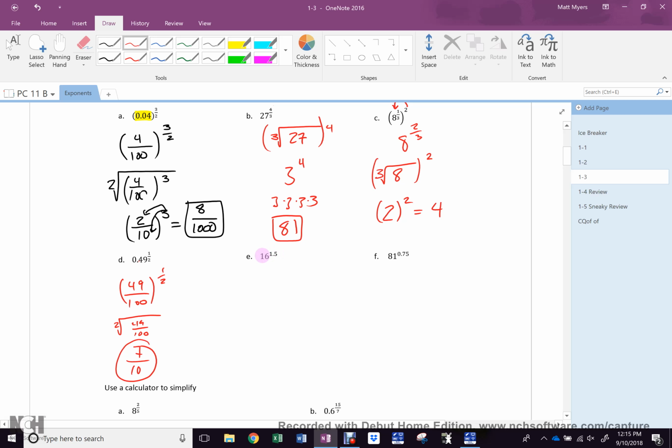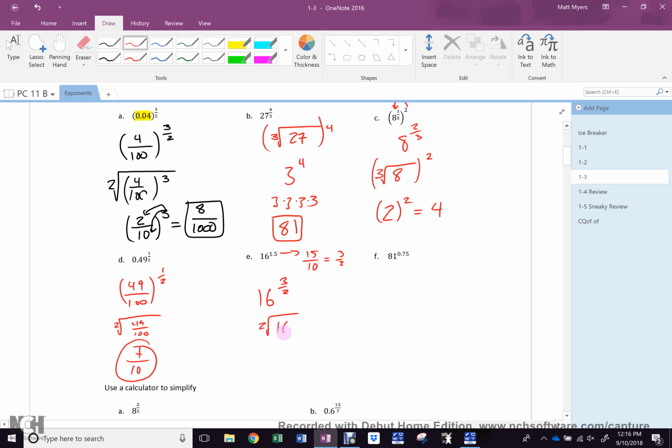What's weird about E? It's a decimal exponent now. We haven't done anything with decimal exponents, except decimals are just fractions, aren't they? How do I make 1.5 a fraction? You could do 15 over 10, which what would you do if you were in grade 3 and were faced with that fraction? You'd simplify it, right? And what is it? 3 halves. Now, can we deal with that? 16 to the 3 halves. What is it?